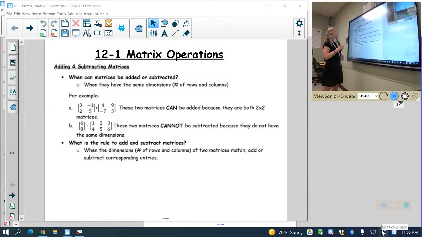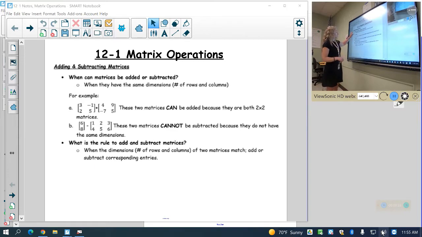All right, Chapter 12, Section 1, Matrix Operations. Here we're going to be talking about basic matrix operations. A matrix is just a set of numbers that is listed in a matrix form, where there's just two brackets, and then you have numbers inside the brackets.